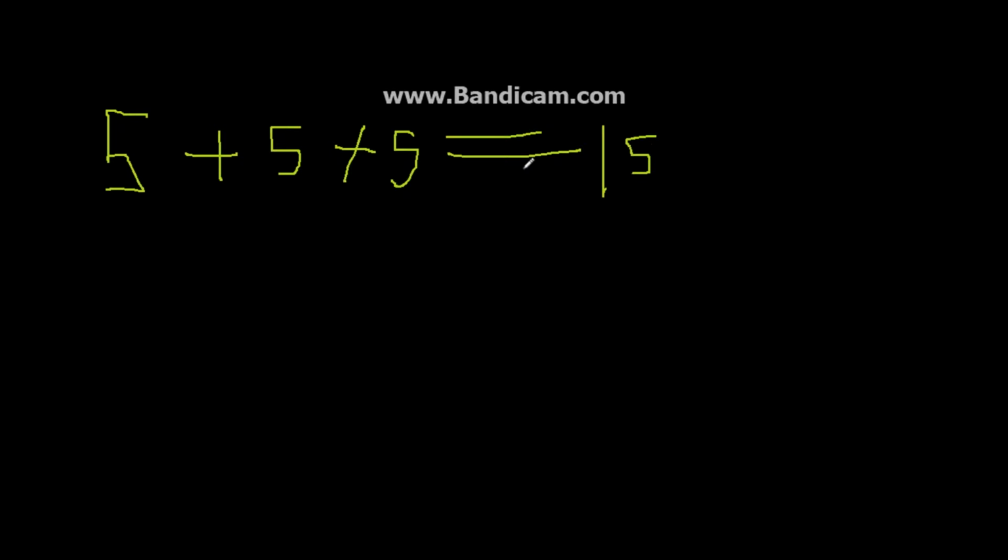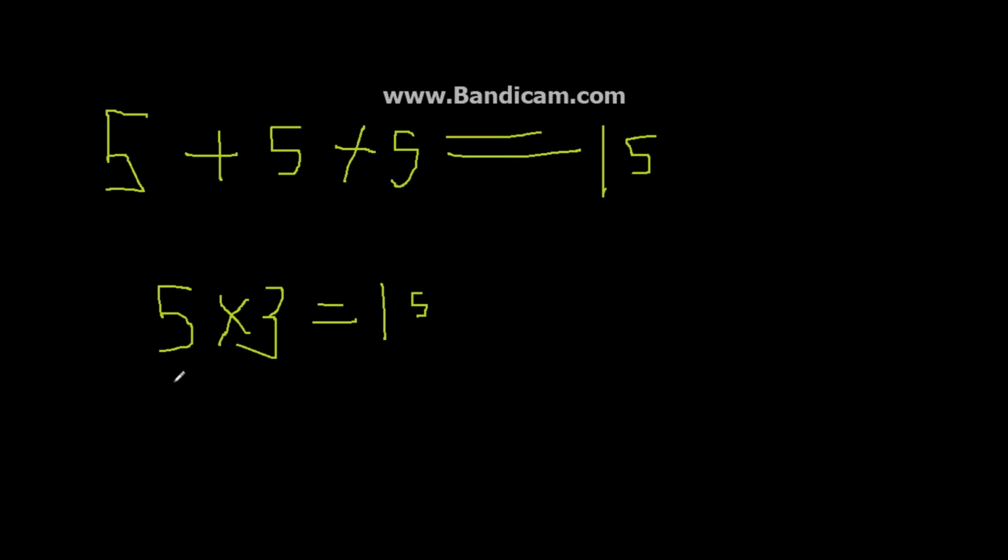Multiplication is basically a faster way of doing this. So you could just say, how many times am I adding 5? Well, I'm adding 5 3 different times. So that would be 5 times 3, which would still equal 15.